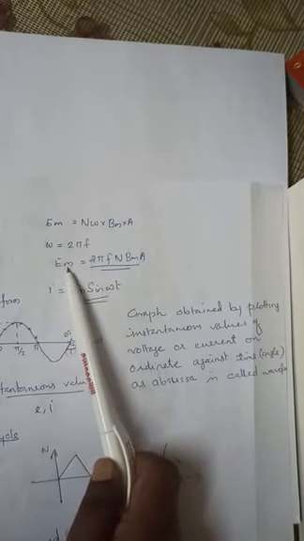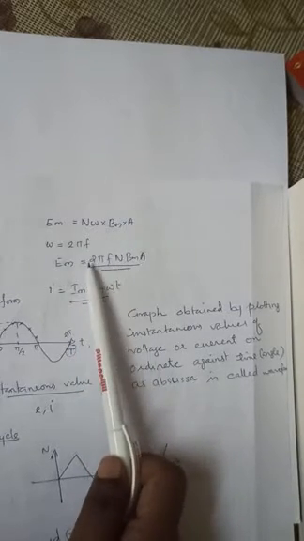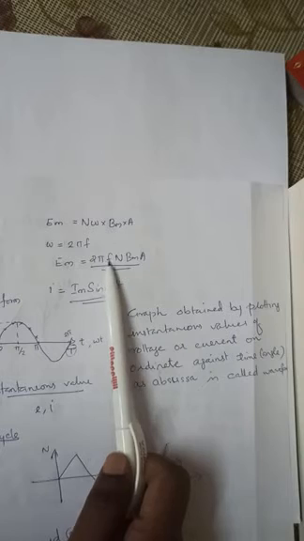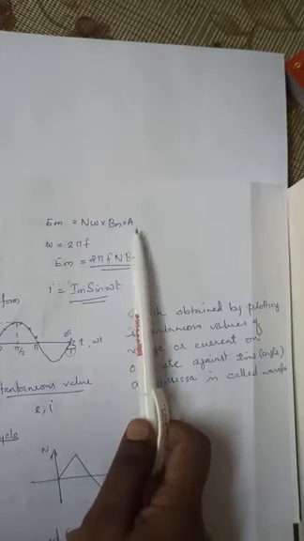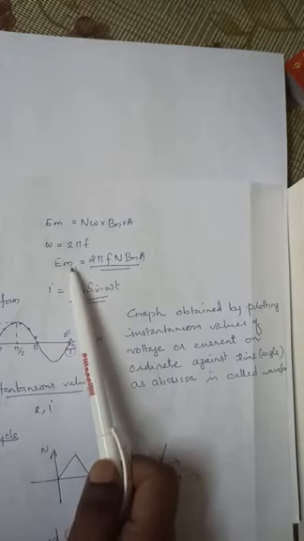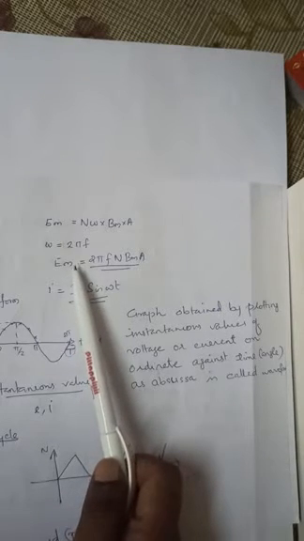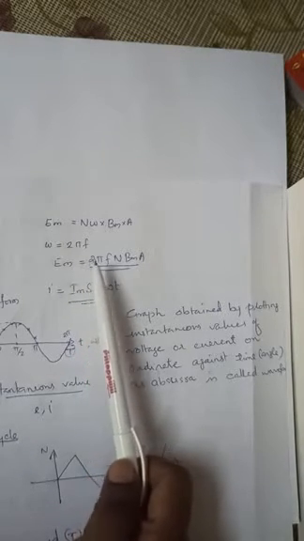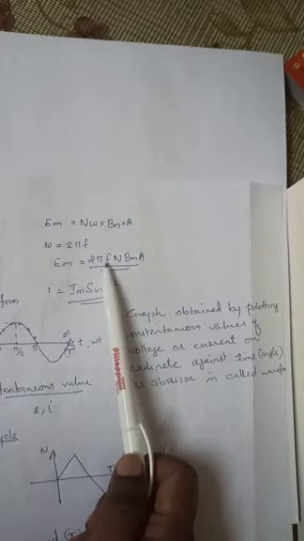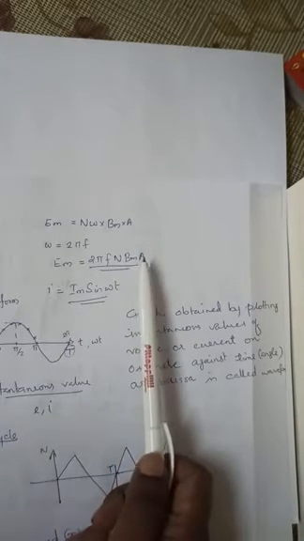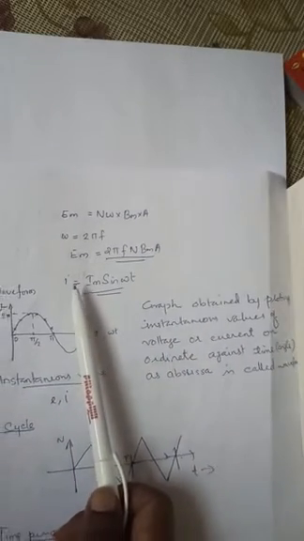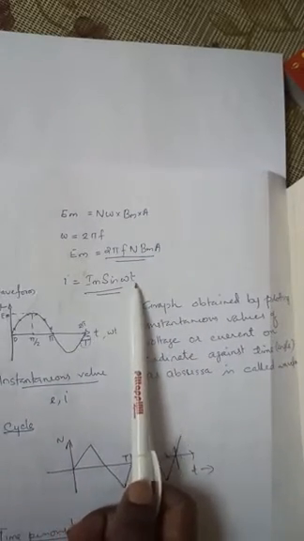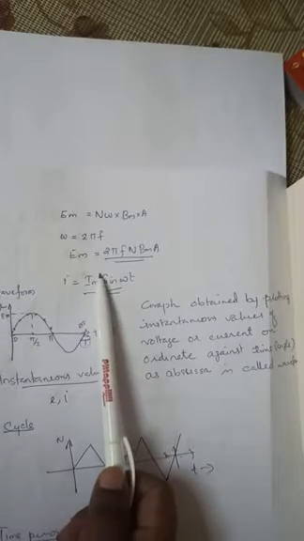So Em is equal to, instead of omega you can write 2 pi f, N as it is, then Bm into A. That is the equation for maximum voltage induced in a coil, where N is the number of turns, f is the frequency, Bm is the maximum flux density and A is the area of the coil. Similarly, you can write i is equal to Im sin omega t, where Im is the maximum value of the current.